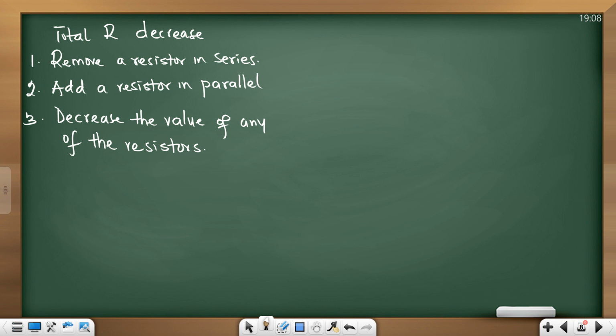I want to increase R, what do I do? Add a resistor in series, remove a resistor in parallel, and increase the value of any of the resistors. What happens, therefore, is this: R and I are inversely proportional. R goes up, I goes down. If your R goes down, then I goes up. So that's the main thing there. Is that okay, guys? I hope you know your short circuit.